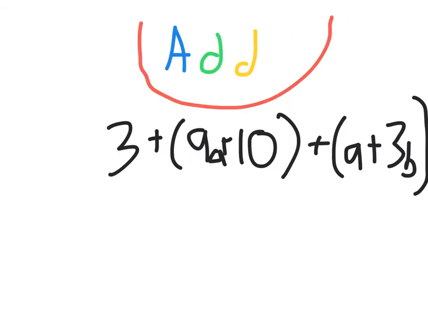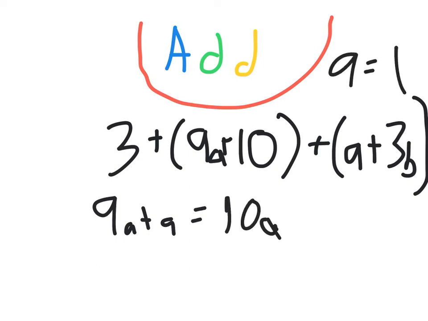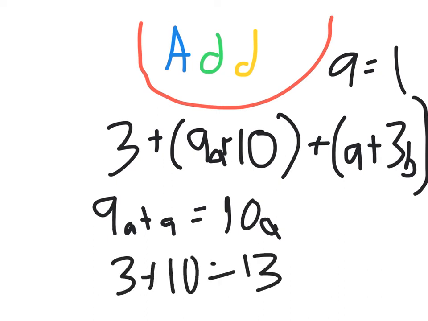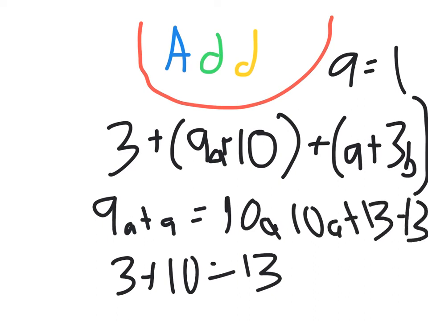Okay, so now we're going to be talking about how to add. So what we have now is 3 plus 9a plus 10 plus a plus 3b. So what you do is you take 9a plus a because you have 2a variables. So 9a plus a equals 10a because we don't know what a is. So a equals 1 if we're doing this. And then we have 3 plus 10 because they don't have a variable. So 3 plus 10 equals 13. And then we have 3b, and there is not another b, so 3b can't be added to anything. So our equation is 10a plus 13 plus 3b.